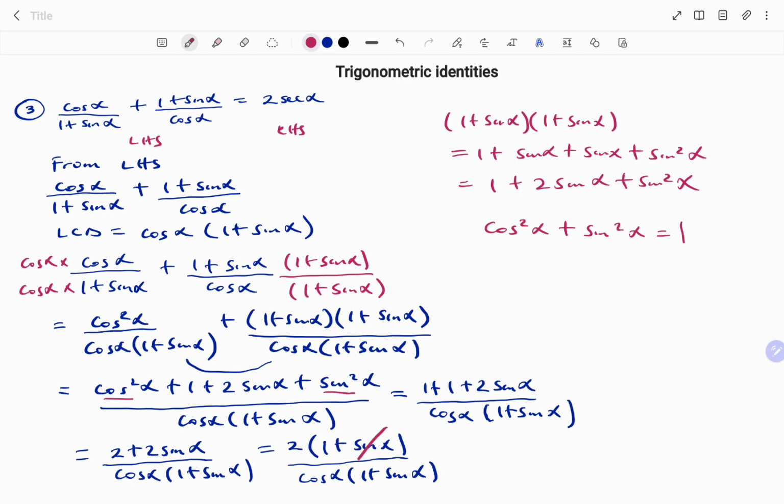1 plus sine alpha at the top, 1 plus sine alpha at the bottom. That cancels out. I have 2 over cos alpha. We know that from our trig identities, 1 over cos alpha equals sec alpha. So putting that in our equation, this is going to be 2 sec alpha, which is equal to our right-hand side.